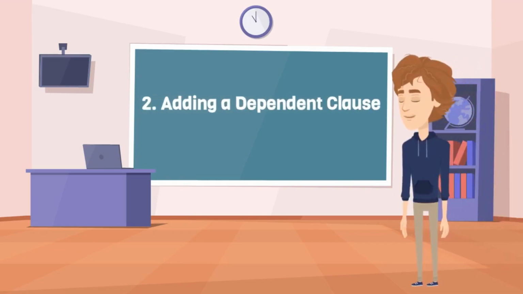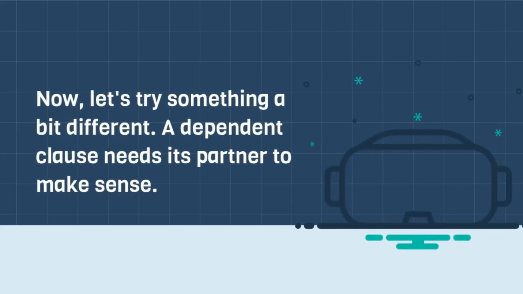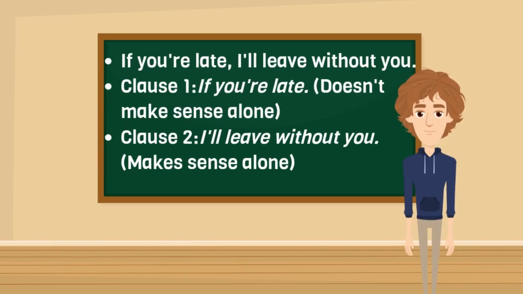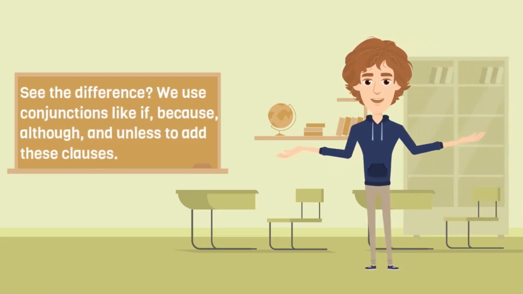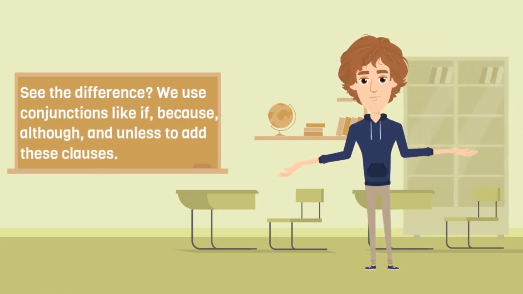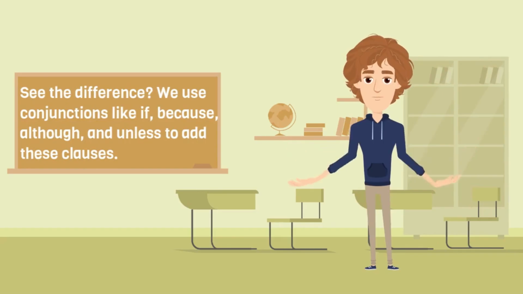2. Adding a dependent clause. Now, let's try something a bit different. A dependent clause needs its partner to make sense. If you're late, I'll leave without you. Clause 1, if you're late, doesn't make sense alone. Clause 2, I'll leave without you, makes sense alone. See the difference? We use conjunctions like if, because, although, and unless to add these clauses.